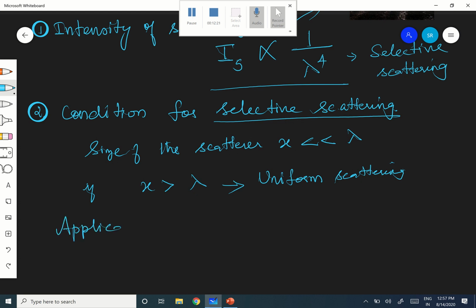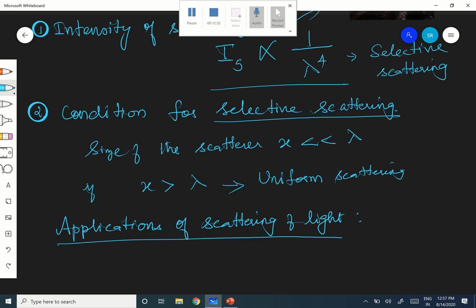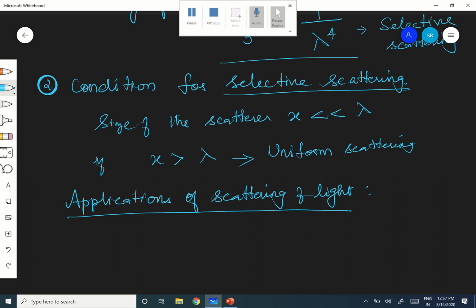Applications of scattering of light, that is, atmospheric scattering. Now see what all the applications are. Number one, the blue color of the sky. What is the reason for the blue color of the sky? No doubt, it is due to the scattering of sunlight.